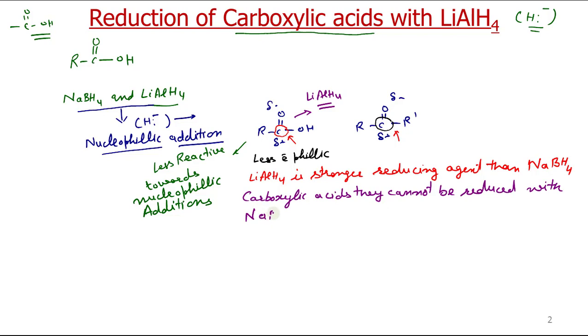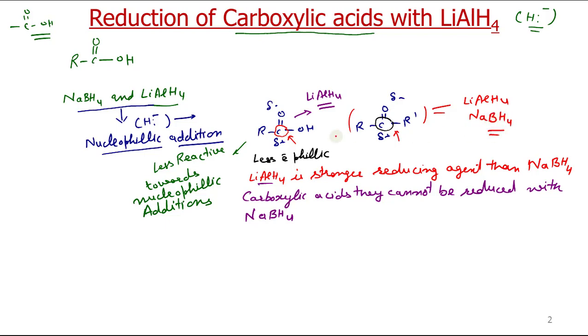NaBH4. Why? The answer is simple. The carbon atom containing the carbonyl group of carboxylic acid is less electrophilic, so it is less reactive towards nucleophiles, and sodium borohydride is a weaker reducing agent than lithium aluminum hydride. So carboxylic acids can be reduced only with lithium aluminum hydride, whereas carbonyl compounds like aldehydes and ketones can be reduced by both lithium aluminum hydride as well as sodium borohydride. This we have already discussed.